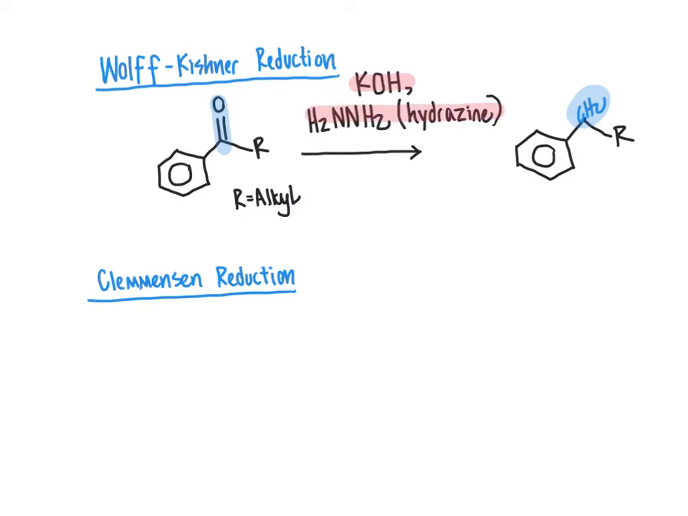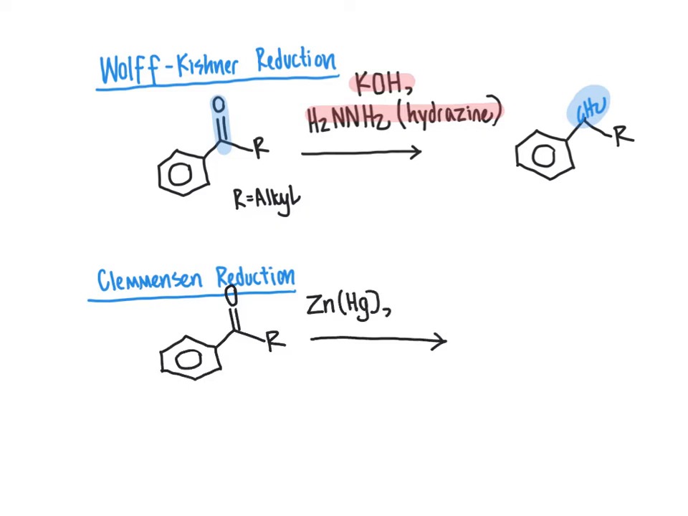So what about the Clemmensen reduction reaction? In the Clemmensen reduction reaction, similarly, we will start with our acylated aromatic ring here. Again, the R group is an alkyl group. In the Clemmensen reduction reaction, though, rather than using a mixture of hydrazine and potassium hydroxide, what we are going to use is an amalgam, a mixture of zinc and mercury.